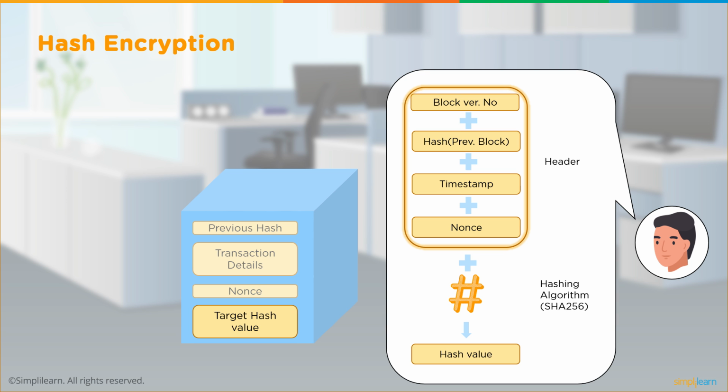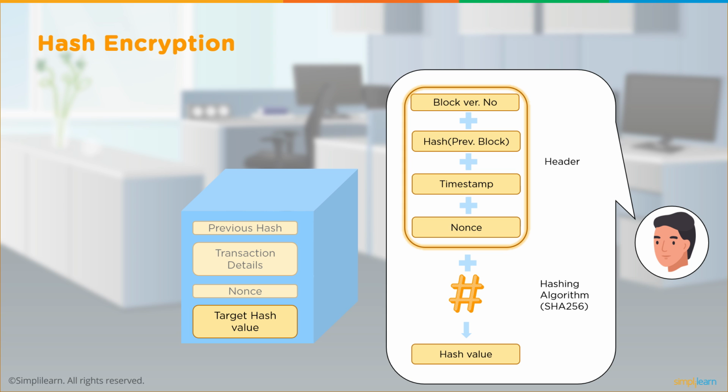So this is the structure of the header. It has a block version number, basically the sequence number of the block. It has the hash of the previous block, the timestamp when the block was mined and verified, and the nonce value. The header, this entire header, is then passed through a hashing algorithm.